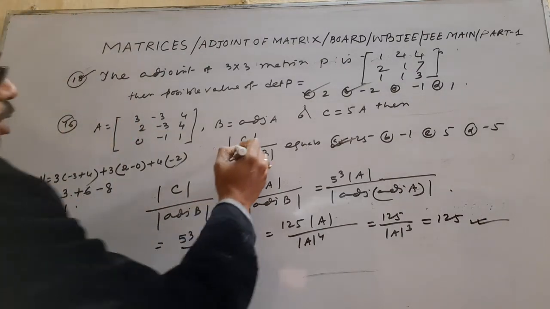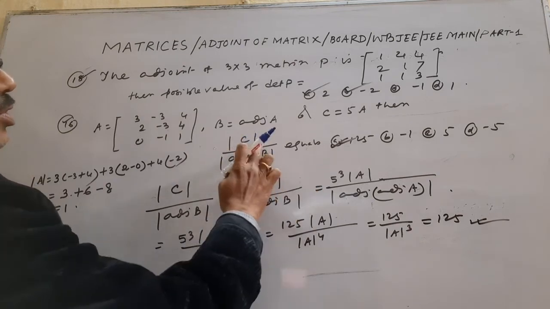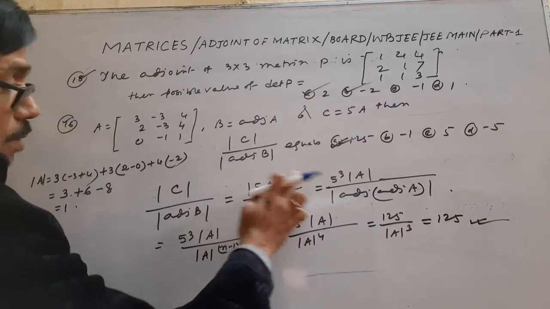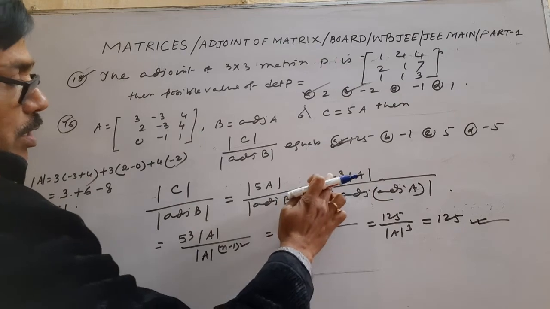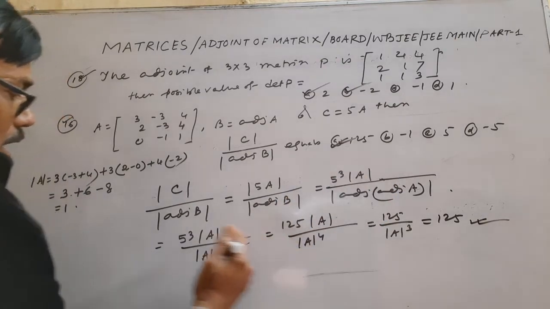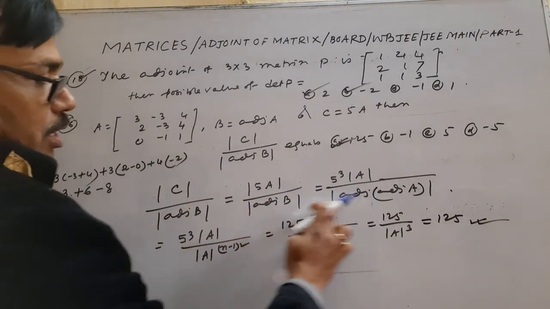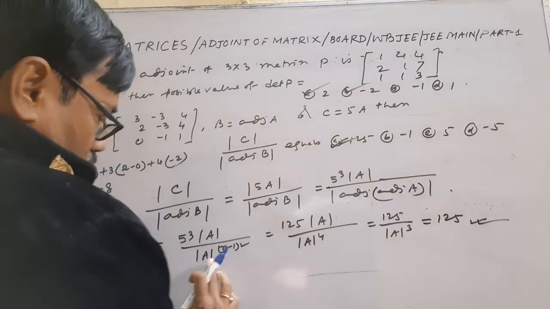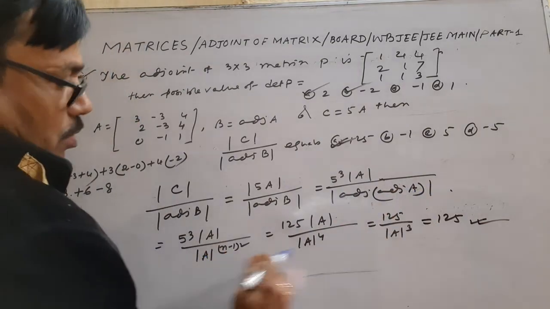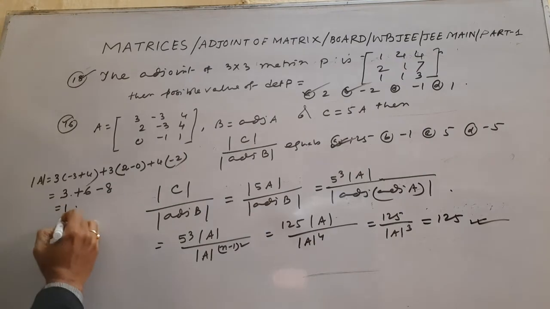So determinant C, C is 5 into A, 5 cube into A. This step is to be noted. A cube into this, and adjoint of B, so adjoint of adjoint A. So it is a well known property. Then put the value of determinant A. This is 1.